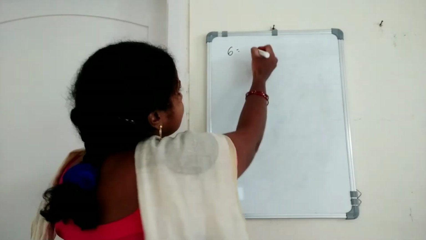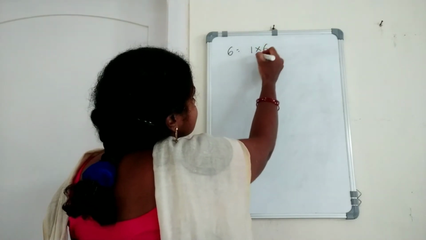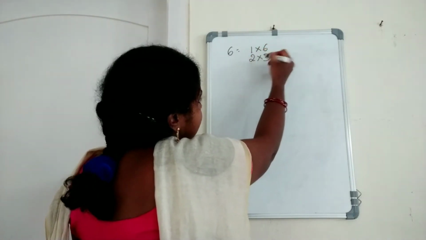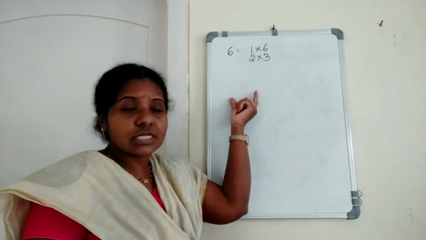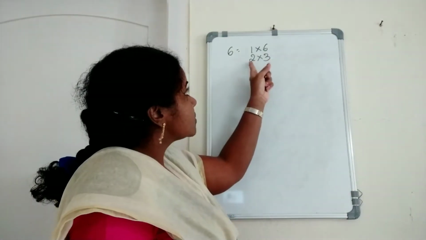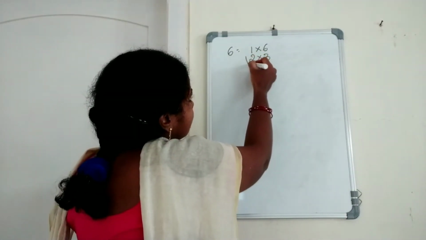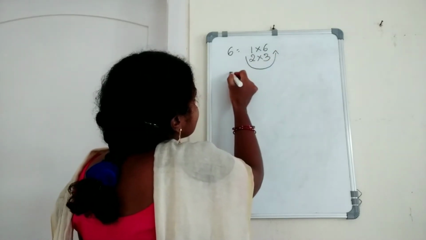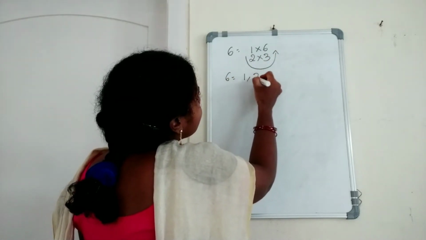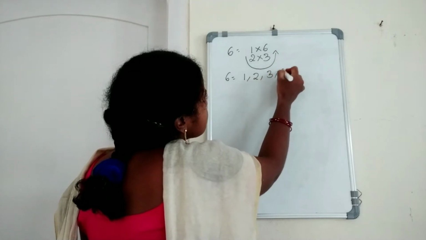6's factors are 1 6s are 6 and 2 3s are 6. Next 3 2s is also 6. Whenever we are getting 3 2s repeating, just stop. Now I am writing this symbol. 6's factors are 1, 2, 3, 6.